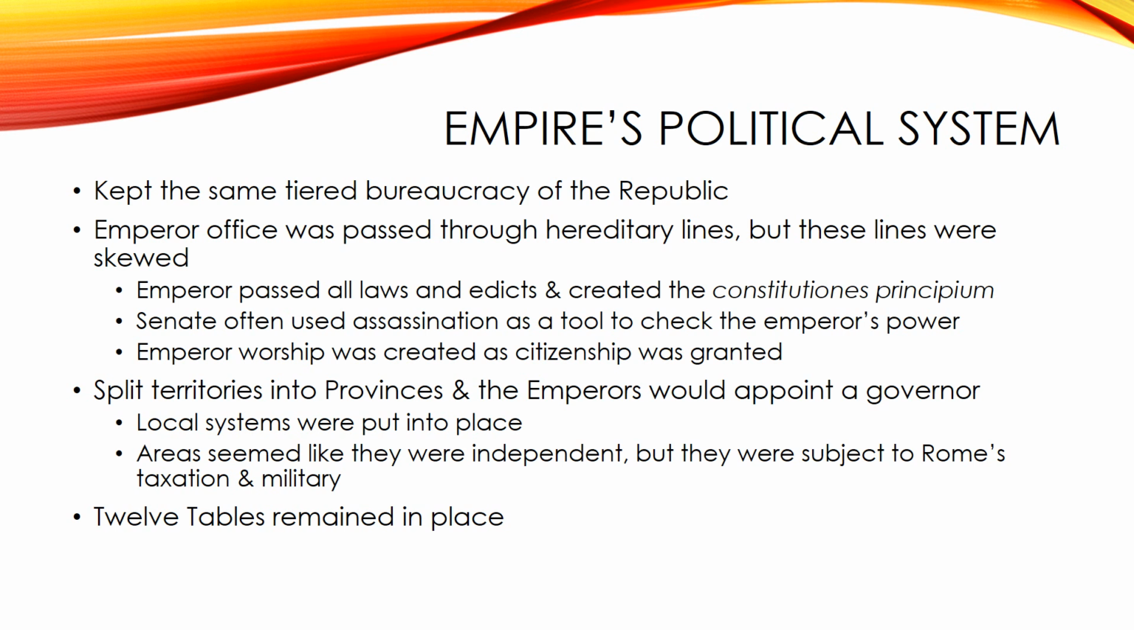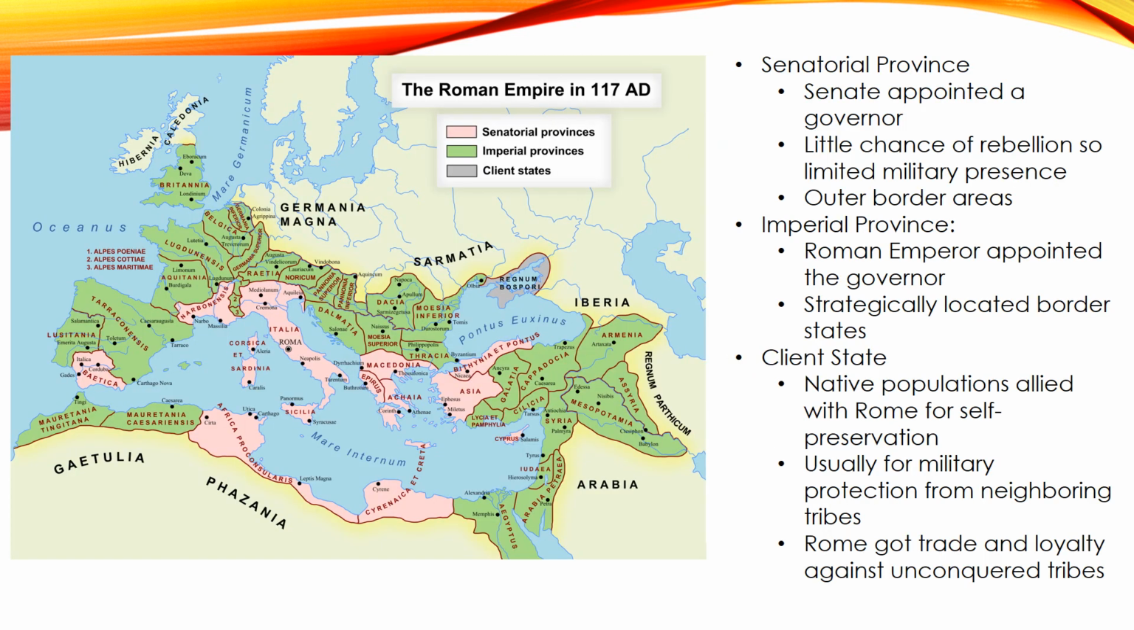The 12 Tables remained in place and were a base law code, but like I said, the emperor was the one who was passing and making most of the laws.